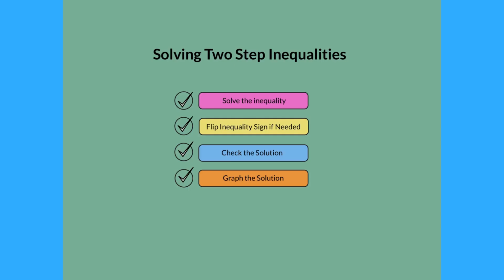When solving two-step inequalities, we're going to follow the same process that we did for two-step equations and also what we did for one-step inequalities. So we're going to solve the inequality just like we would the equation, but we're going to remember that if we multiply or divide by a negative, we're going to need to flip that inequality sign. And then if we want to, we can check our solution and then graph our solution. And we're going to maybe graph just a couple today, not all of them.